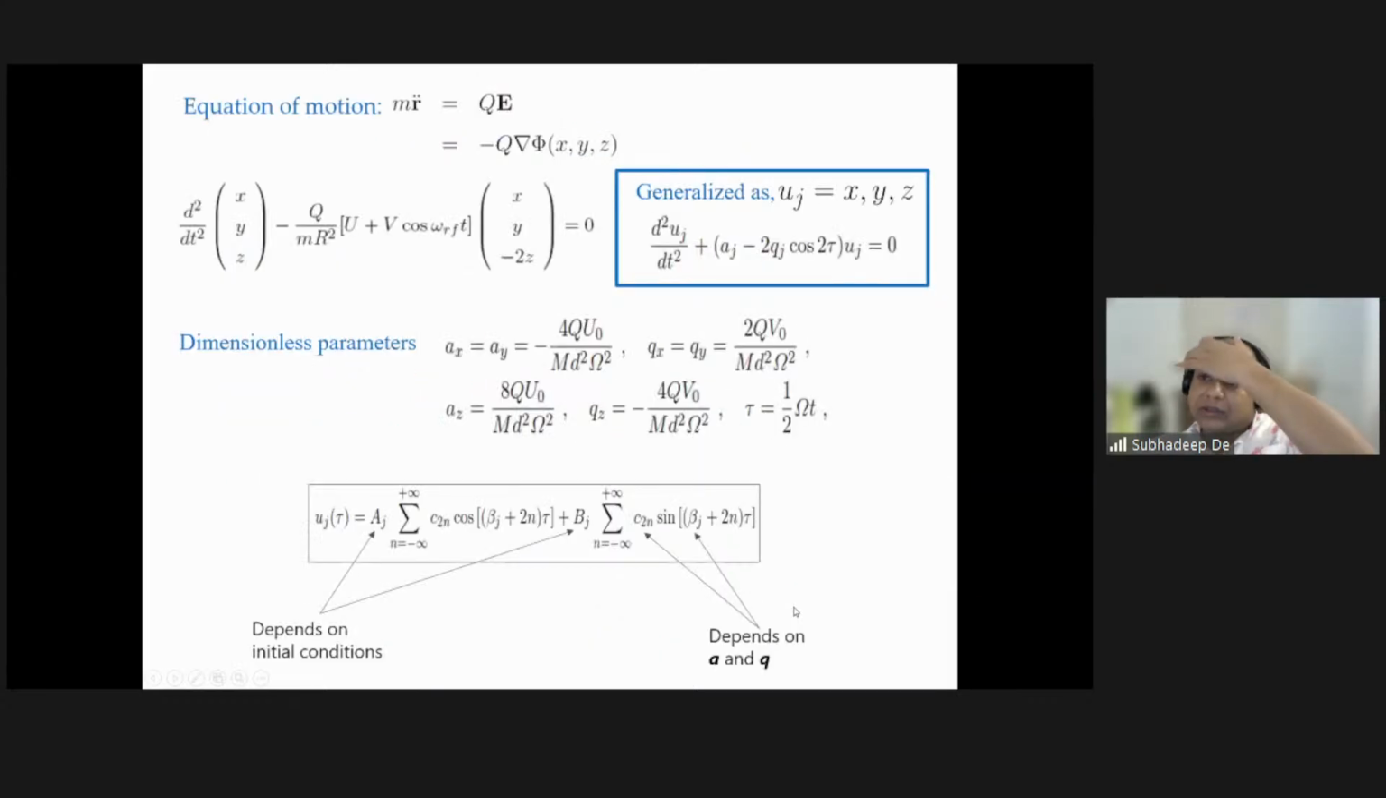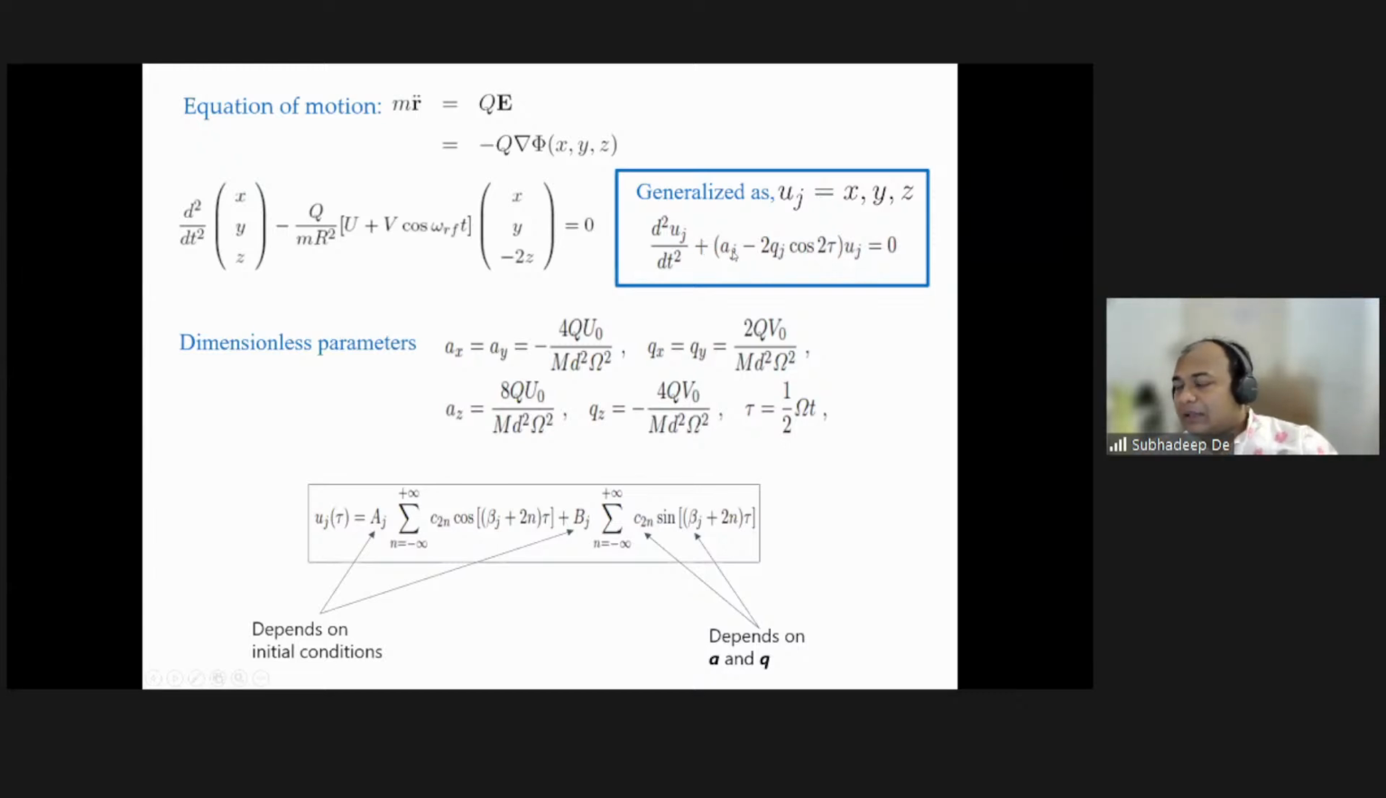Now let's look into this. Let's come back to this equation of motion again with this sort of potential, where you are using this AC electric field, alternating electric field. I'm just writing the equation of motion. So R double dot is written here, and then instead of writing it in this ugly way, I am just writing x, y, and z as just u.